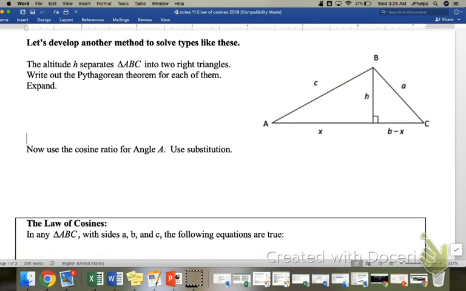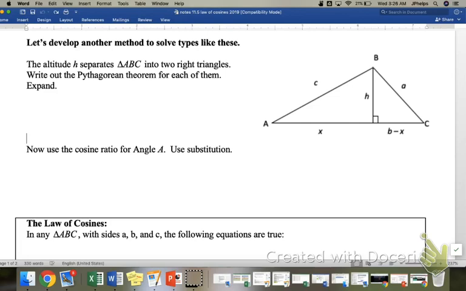This is part 2 of section 11.5 about where the law of cosines comes from. So to figure out where the law of cosines comes from, we're first going to be looking at this triangle on the right, and it's got angles A, B, and C across from sides A, B, and C.